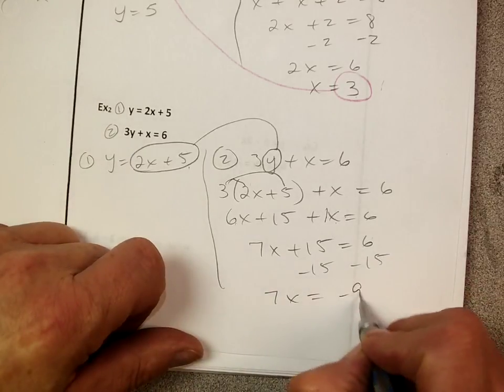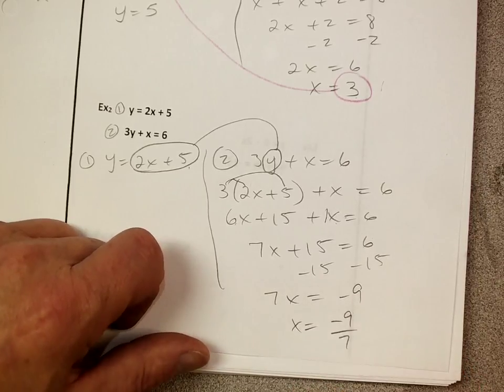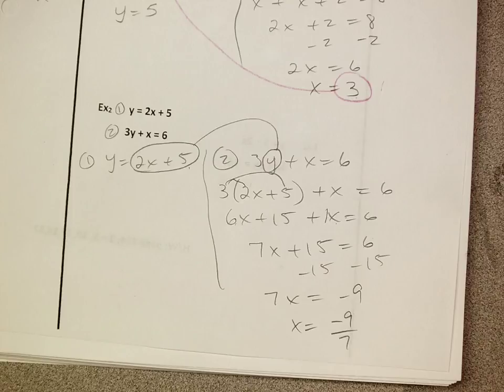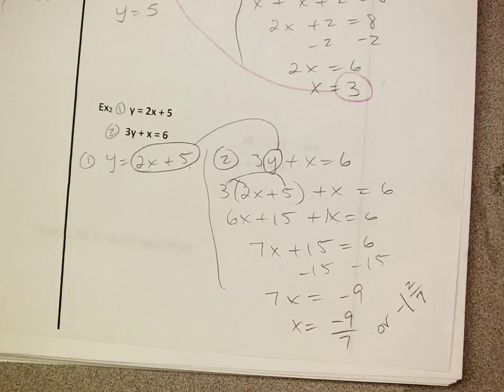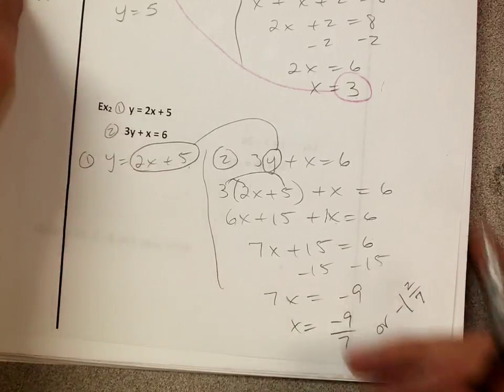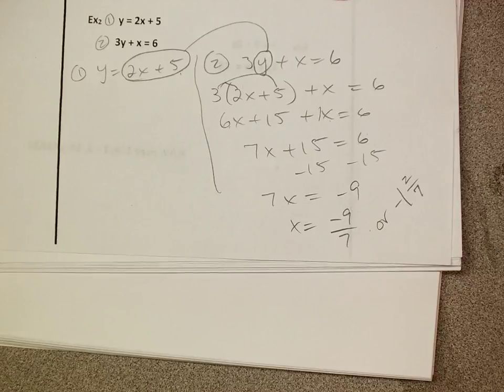Negative 9. And I get x equals negative 9/7. Now, I like this example because if you were to graph these, you probably wouldn't get this answer, would you? That's the same thing as negative 1 and 2/7, right? So if you were to graph these, you'd never get this answer, would you? You couldn't get it exact. But by doing it this particular method, you can get it.